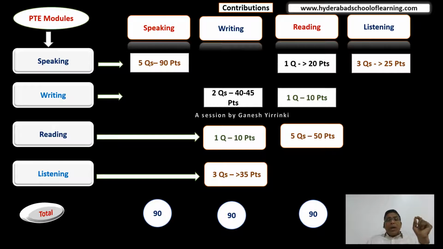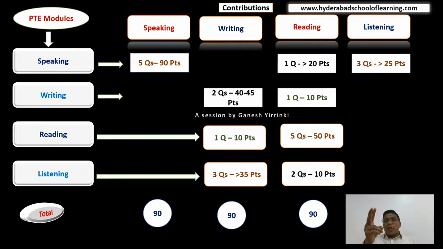So after reading, you have the listening module. From listening, there are 3 questions. Those are called summarize spoken text, fill in the blanks, and write from dictation. Those 3 questions can carry points to writing score, maybe to the extent of around 35 points plus also. And from listening, we have 2 questions that carry points to reading score also.